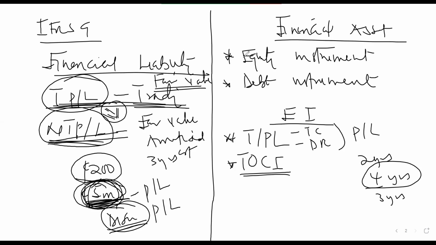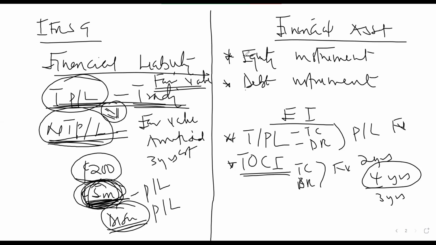So what we do is that we capitalize the transaction cost and the discount received. Capitalizing means that we either add or subtract from the financial assets. Whatever happens, at the end of every year, we fair value the two of them.